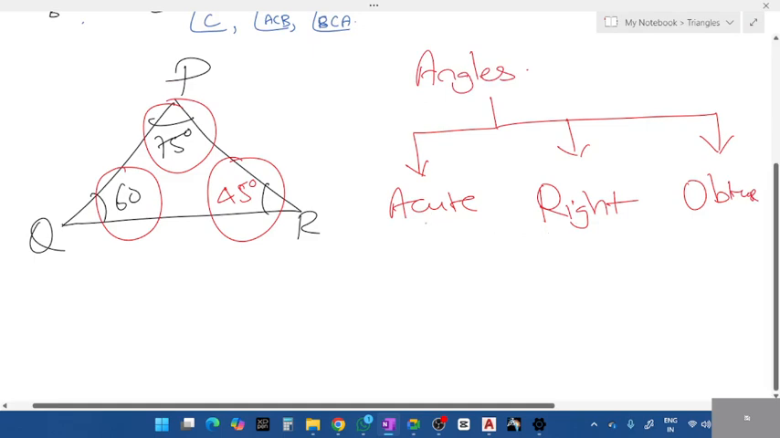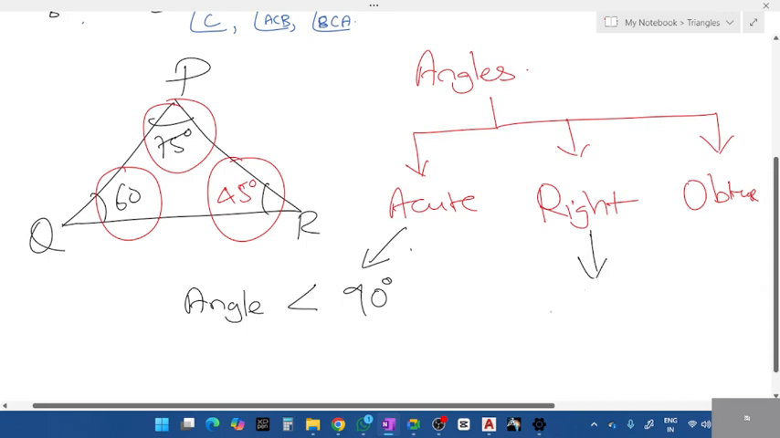Now, can you tell me what is an acute angle? Who can answer? All the angles of a triangle should be less than 90 degrees. Yes, less than 90. Can you see all three angles are less than 90? 60, 75, 45. So what kind of angles are these? Not triangle, what kind of angles are these? Acute angle.